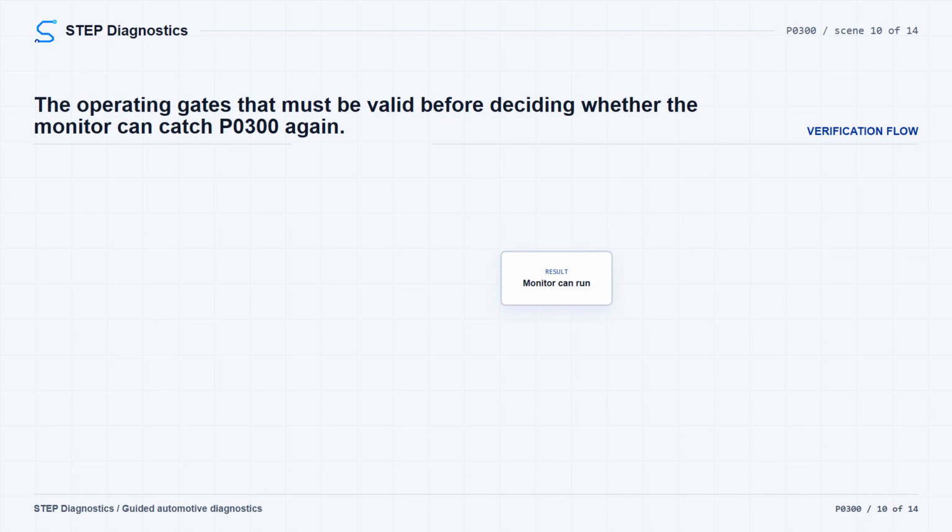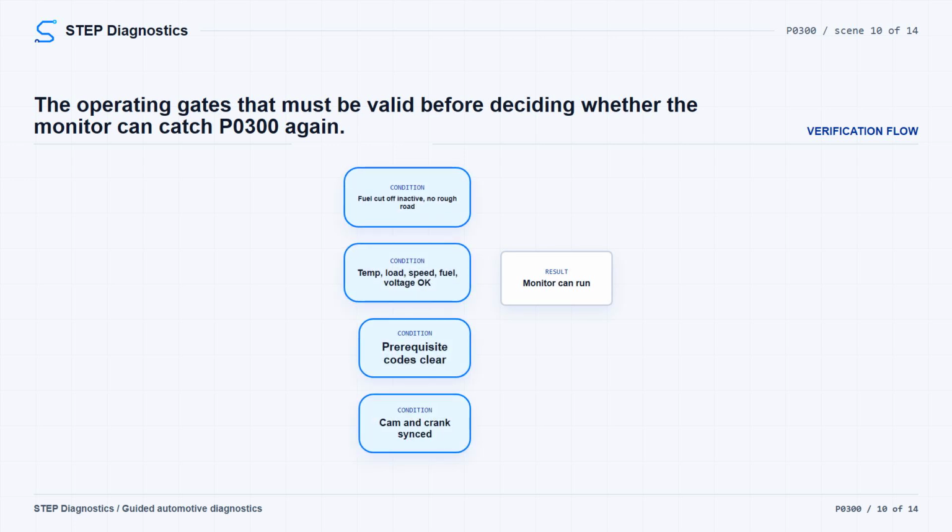Before judging the road test, make sure the monitor is actually allowed to run. The monitor gates include engine coolant temperature equals -9 to 131 degrees Celsius, 16 to 268 degrees Fahrenheit. Engine load equals 0%. Engine speed equals 450 to 3,200 RPM. Fuel level equals greater than 11%. And system voltage equals 9 to 32 V. There is also a related crank variation condition where engine speed equals greater than 1,000 RPM.